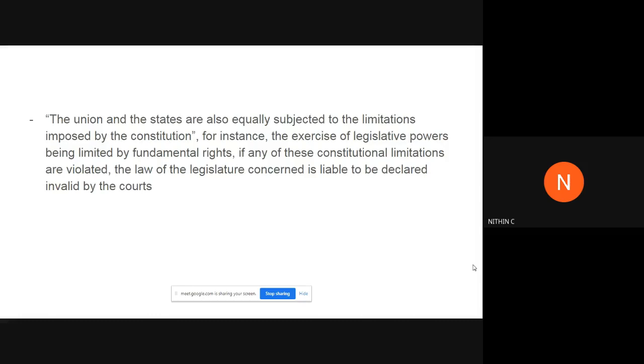സോ both these legislative bodies of both center as well as state, they have a binding towards the constitution. That is, it should not go against the fundamental rights. ഈ ലെജിസ്ലേറ്റീവ് പവർ എന്ന് പറയുന്നത് ആ പവറിന്റെ എക്സിക്യൂഷന്റെ സമയത്ത് it should not go against the fundamental rights. If there is something of that sort happening, then നമ്മൾ നേരത്തെ പറഞ്ഞ പോലെ ഫണ്ടമെന്റൽ റൈറ്റ്സിന് അഗെയിൻസ്റ്റ് ആയിട്ട് ഏതെങ്കിലും ലോ വരികയാണെങ്കിൽ that can easily be questioned in the court. അതാണ് പറഞ്ഞത്, if any of these constitutional limitations are violated, that is in terms of fundamental right, any violations are happening while creating the laws, the law of legislature concerned is liable to be declared invalid by the courts.